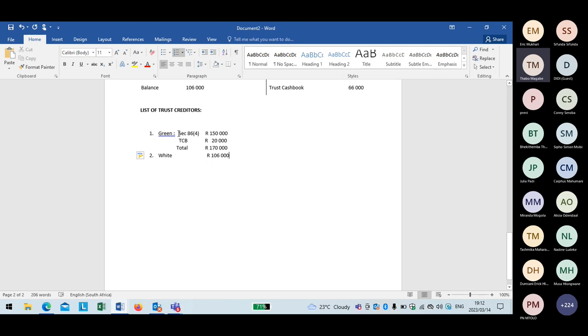And then if you like, you can do the Section 86 investments separately. You can start with the clients as they appear in the ledgers and then later deal with the investments.